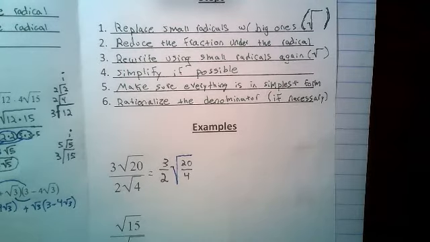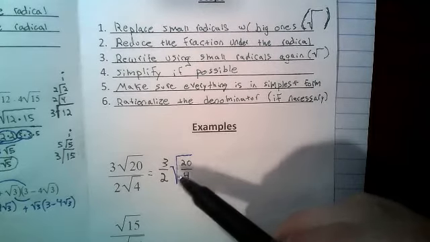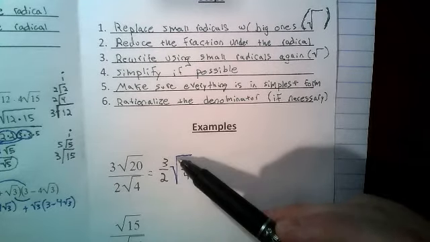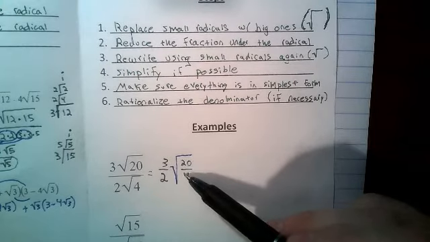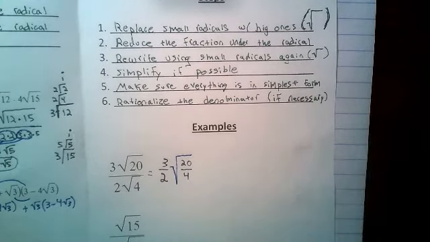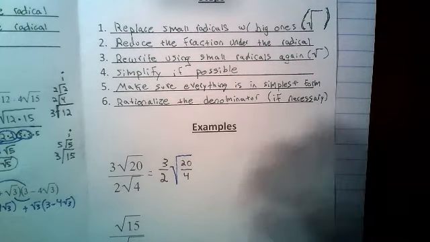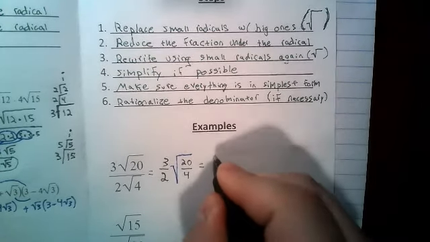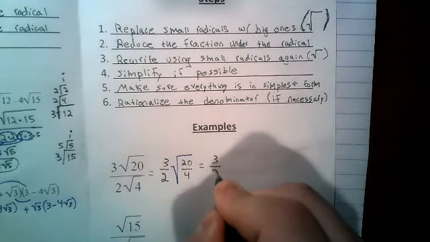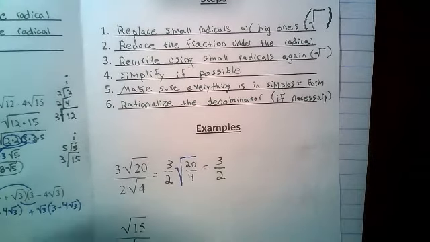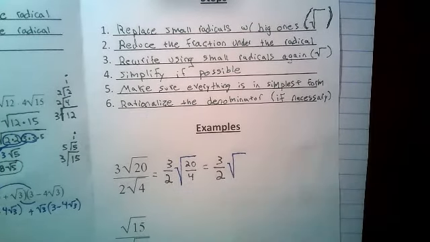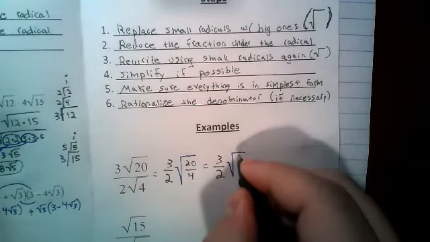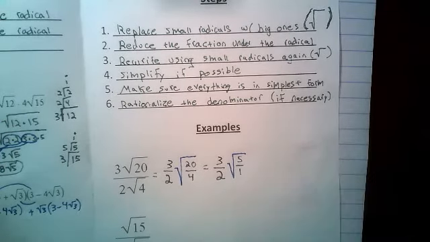Our next step is going to be to reduce the fraction that's inside this radical. So I can make this one big radical symbol and then reduce what's on the inside. So 20 divided by 4 is just 5 over 1. So I would be left with still the 3 over 2, but now I would have the big square root of 5 over 1.